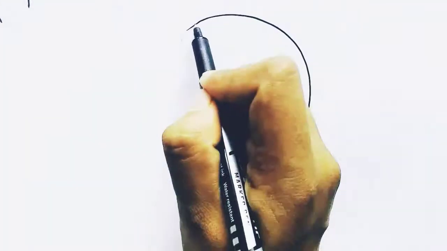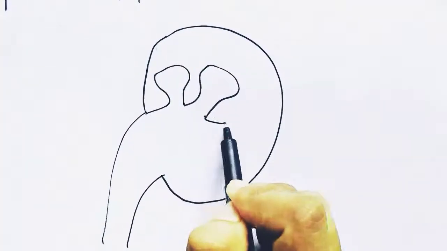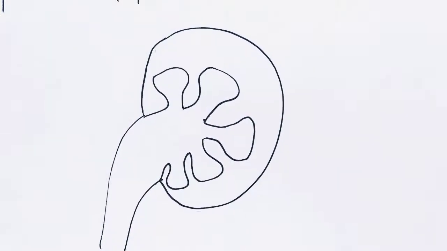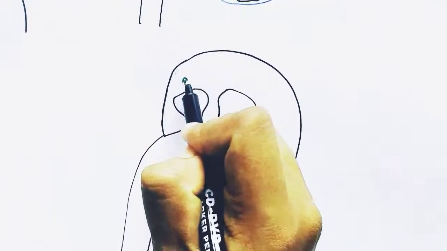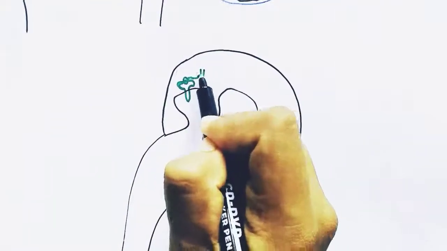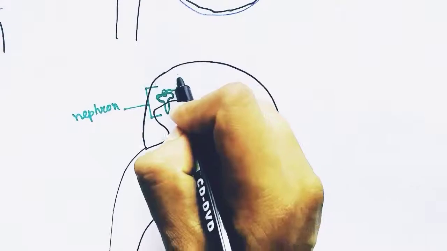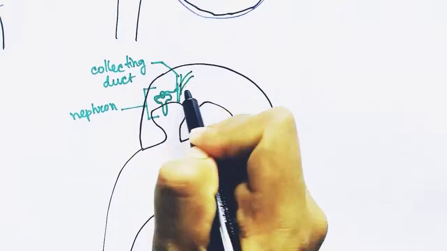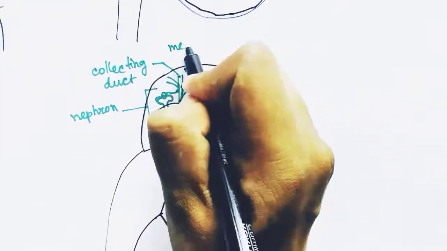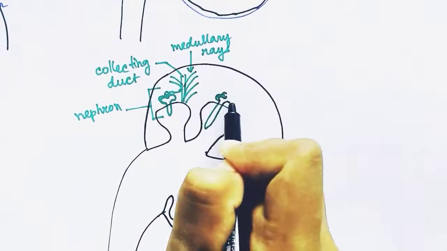Now I'm drawing the kidney once again to understand the position of nephrons in it. These are the pyramidal structures, the medulla, and the nephrons are situated here. The glomerulus is present in the cortex and the loop of Henle is present inside the medulla. This is a collecting duct and these are medullary rays. These are the tubular structure of nephrons which run towards the medulla but present in the cortex.